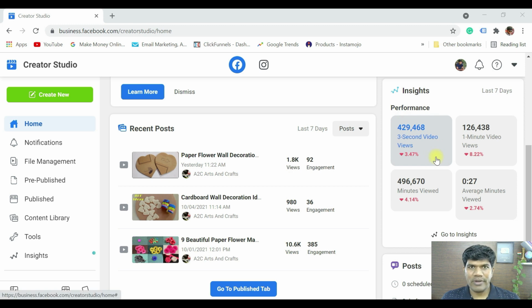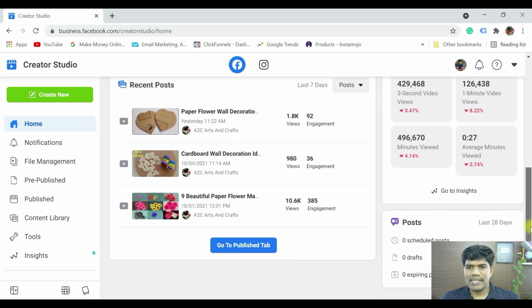That means people who have watched your video for the first 3 seconds. 1 minute video views, right? Then minutes viewed, that means complete minutes, whatever your page has generated in the last 7 days. That's around 496,000 plus minutes that have been viewed. Average minutes viewed, so overall page average view duration for the last 7 days, that's around 27 seconds, right? So that's the kind of insight that it is showing.